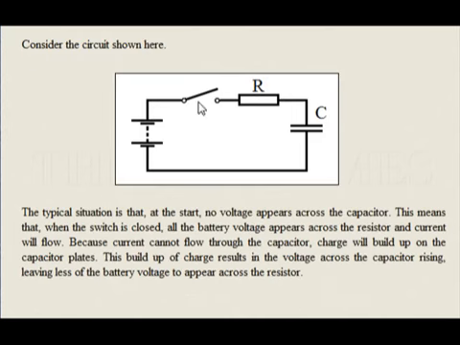Consider the circuit shown here. The typical situation is that, at the start, no voltage appears across the capacitor. This means that when the switch is closed, all the battery voltage appears across the resistor, and current will flow. Because current cannot flow through the capacitor, charge will build up on the capacitor plates. This build-up of charge results in the voltage across the capacitor rising, leaving less of the battery voltage to appear across the resistor.